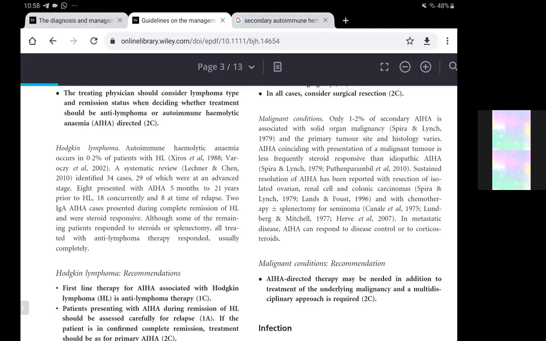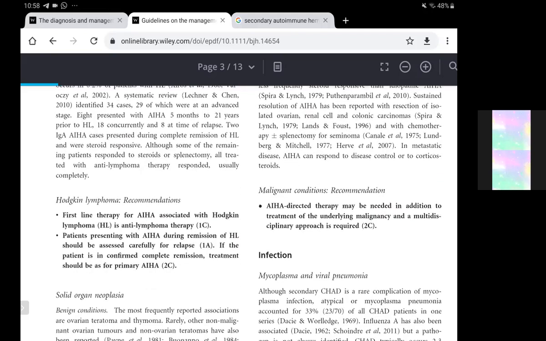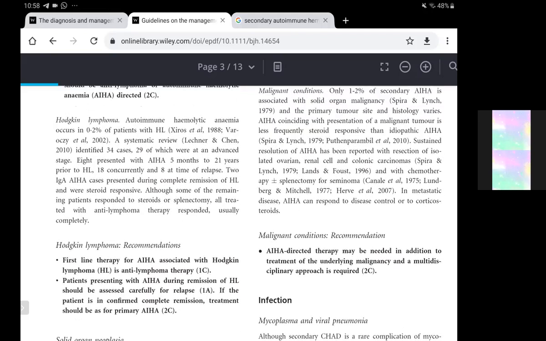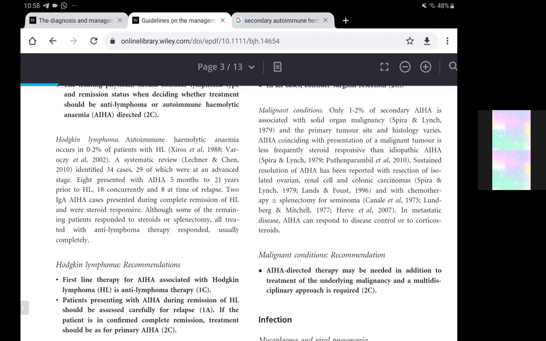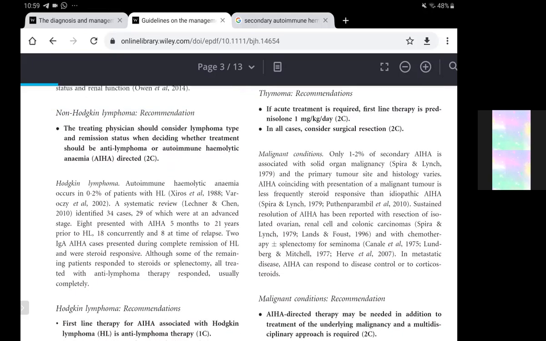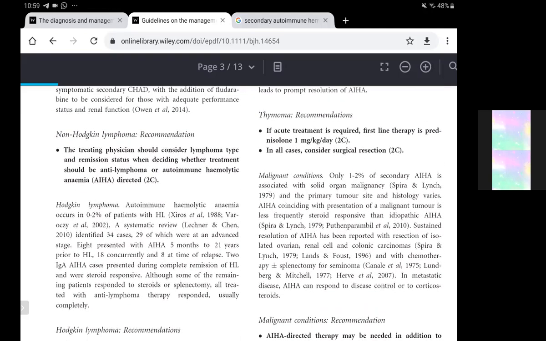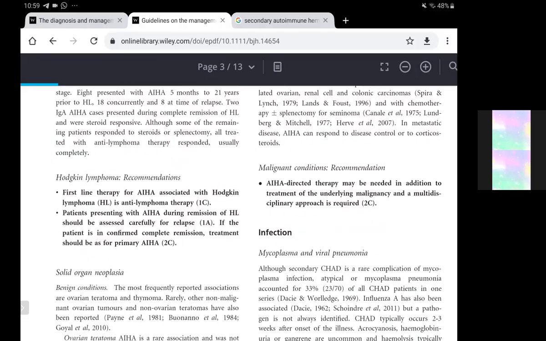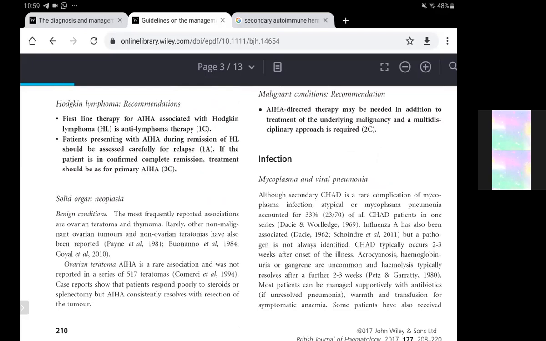So basically in other solid organ malignancies, either benign or malignant, I think what they're trying to state is that just treating the underlying malignancy and adopting a multidisciplinary approach can treat the autoimmune hemolytic anemia component. So here we'll take a break of about 2 minutes, and then we'll start with the infections.